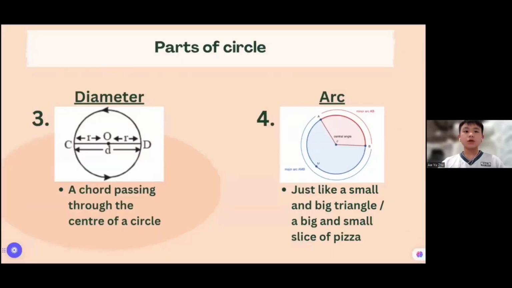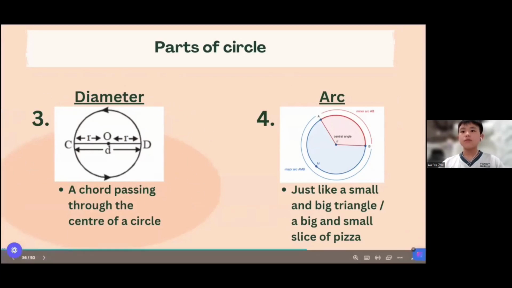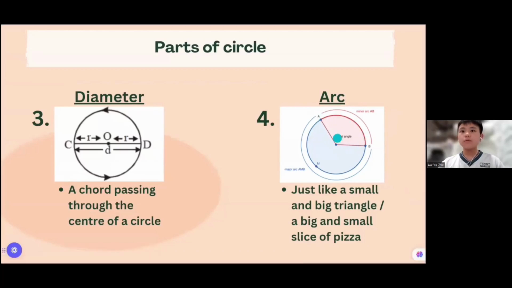And now, the diameter is a chord passing through the center of a circle, which is shown in the picture above. And an arc is just like a small and big triangle, or a big and small slice of pizza, as you can see here. Minor arc AB, major arc AB.